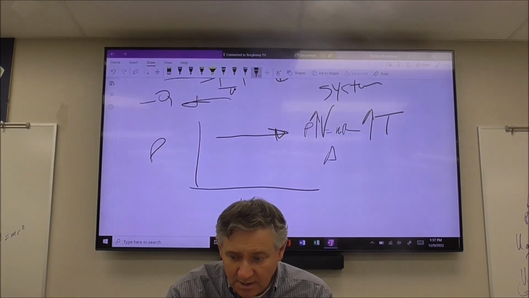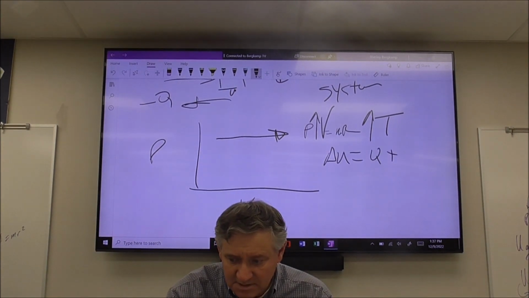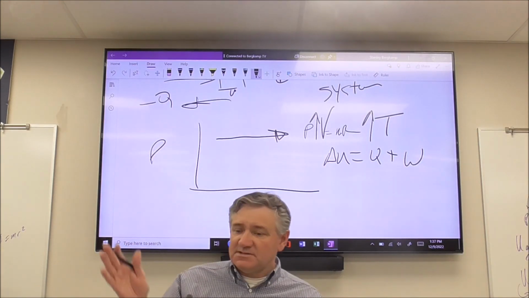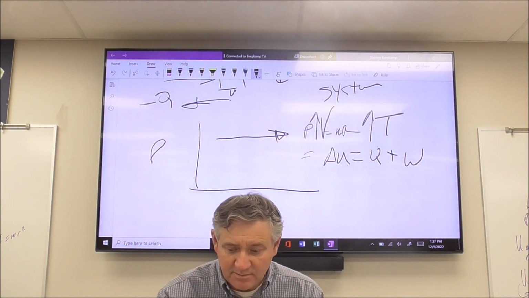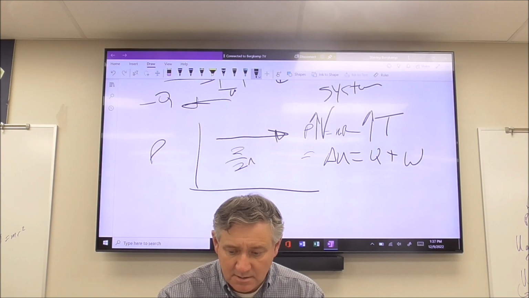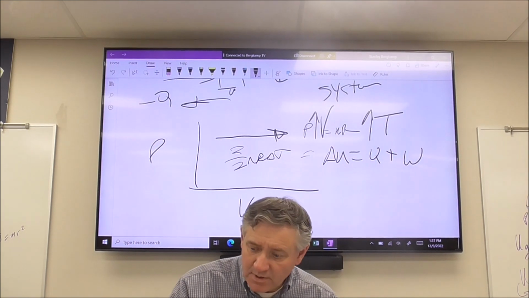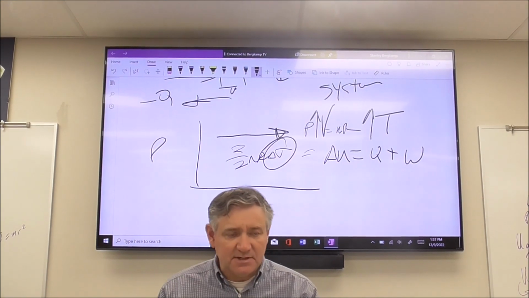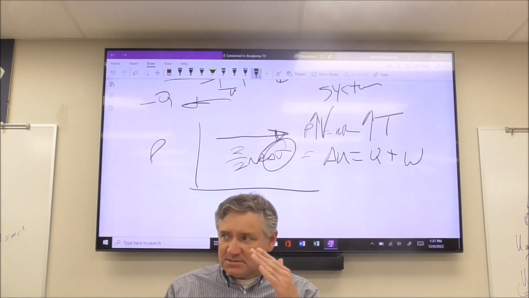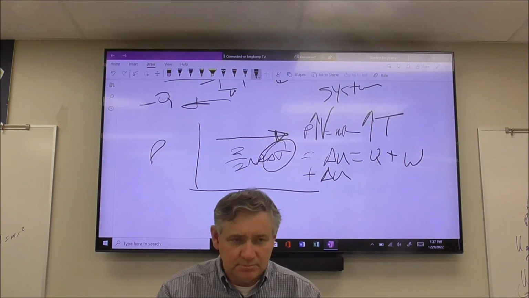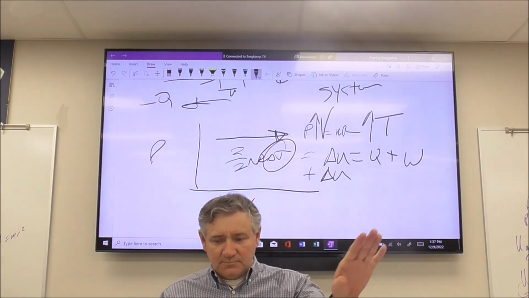Now, delta U is going to equal Q plus W. True? And delta U equals 3/2 nR delta T. True? So as I go across, what's the sign of my delta T? Positive. So I've got a positive delta U. Start with that idea.